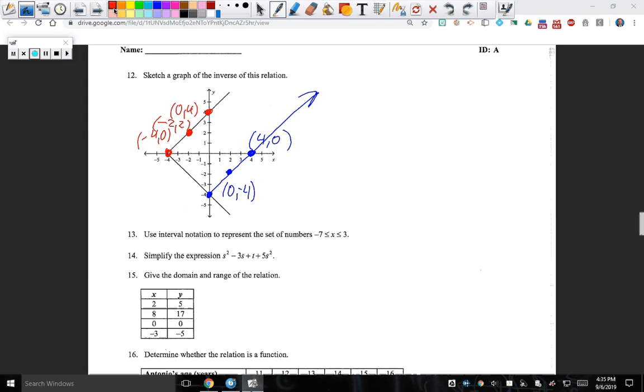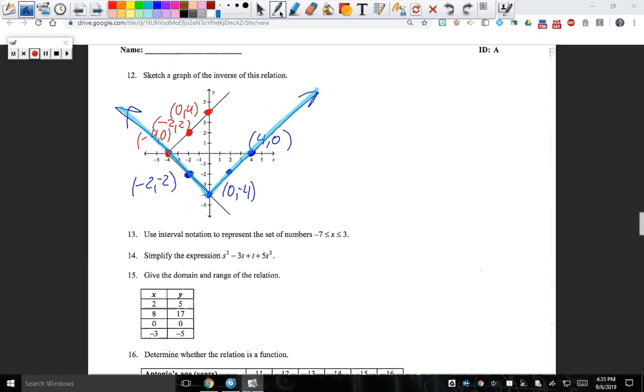So let's say on the original, I picked a negative 2, negative 2. Well, on the inverse, it's also going to be negative 2, negative 2, because if you flip the x and y, you still get that same point. So the graph looks like that. So the inverse would be this graph right here.